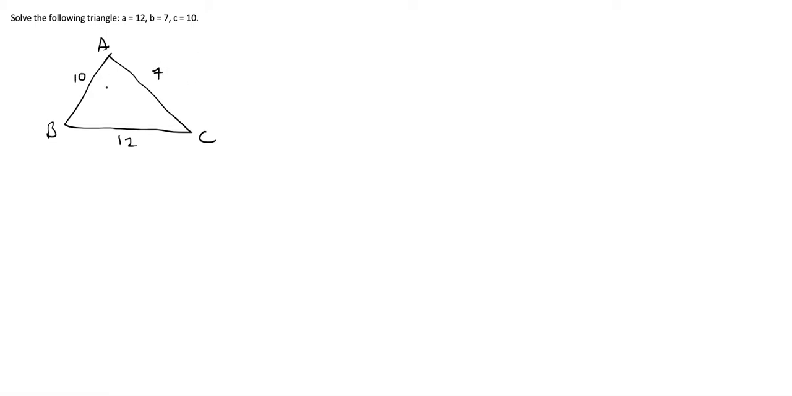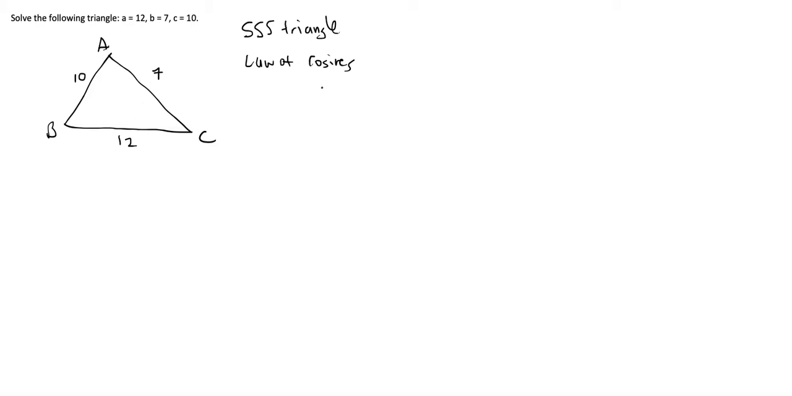Notice that here I have all three sides. This is an SSS triangle because we know all three sides. In this case, we have to use the law of cosines. And you have to remember that we're actually trying to find the angles first.